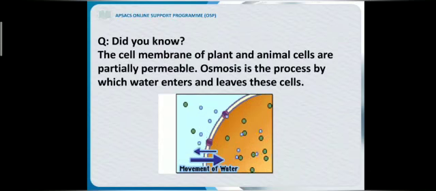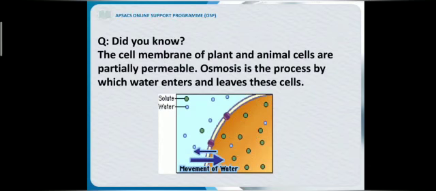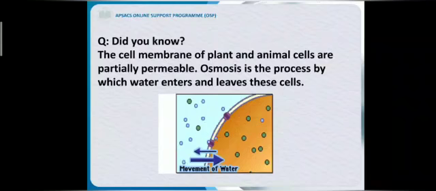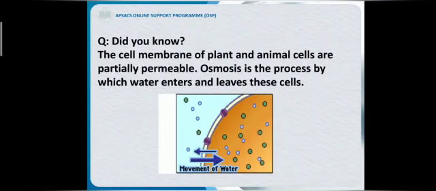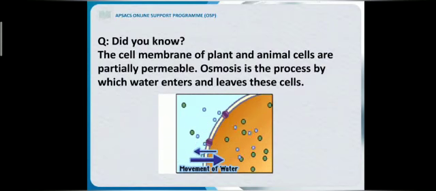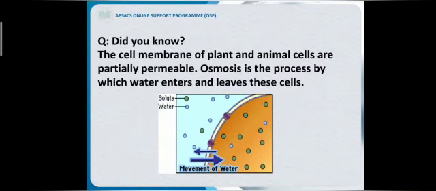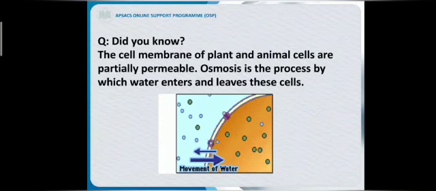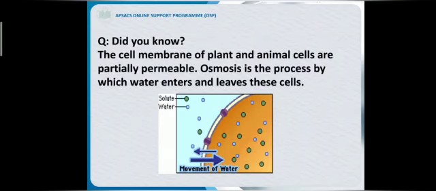Did you know the cell membranes of plant and animal cells are partially permeable? Osmosis is the process by which water enters and leaves the cell, or any other liquid which is present inside or outside the cell.